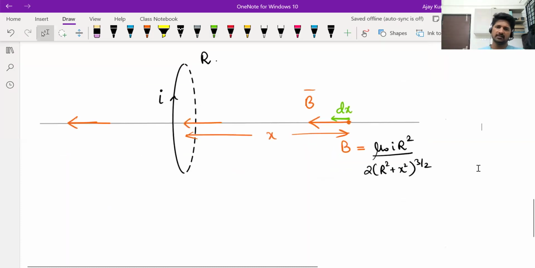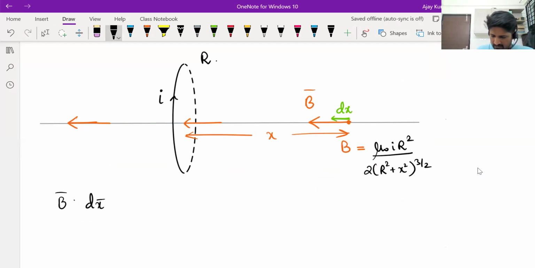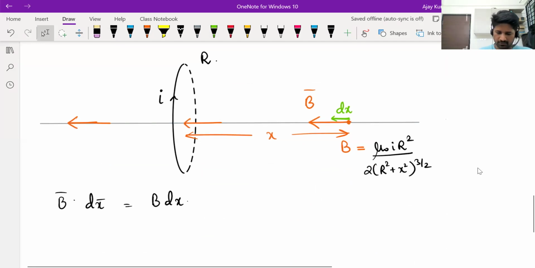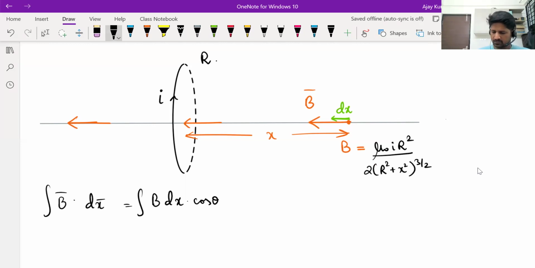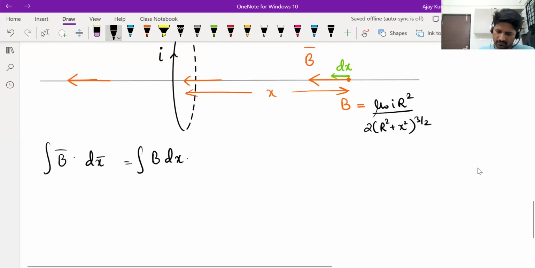What is the angle between b and dx? Obviously it is 0. So b dot dx simply becomes b dx in this case, and that is what we need to integrate. It is b dx cos theta. Theta is 0, so cos 0 becomes 1. That's why I didn't write that term.